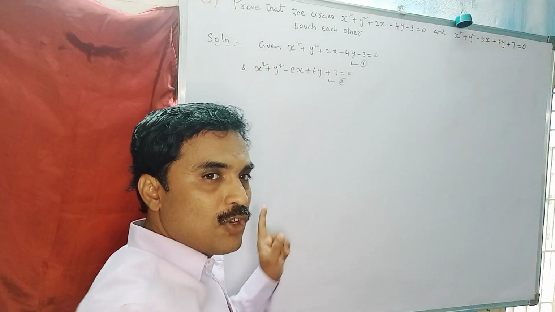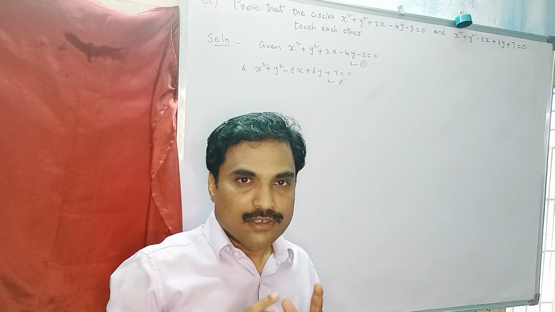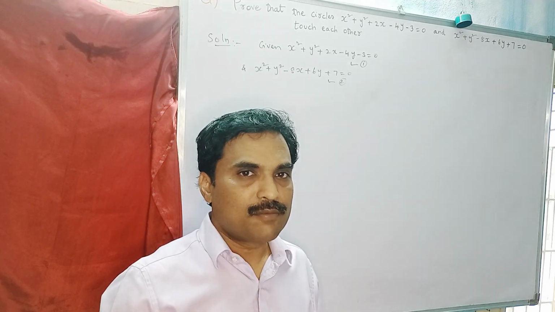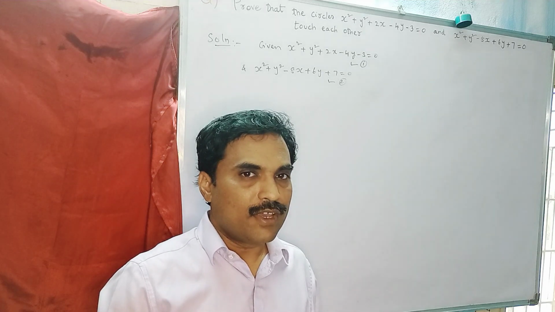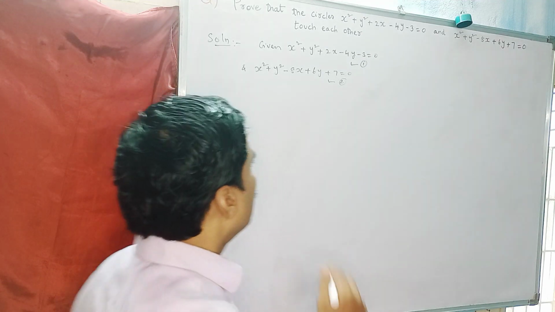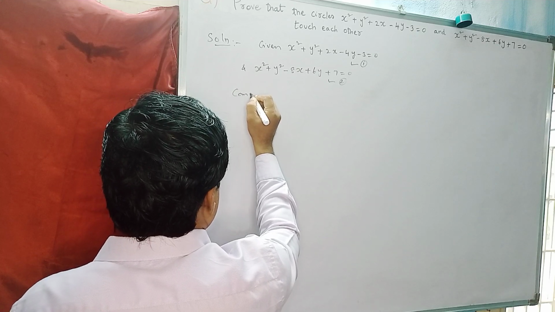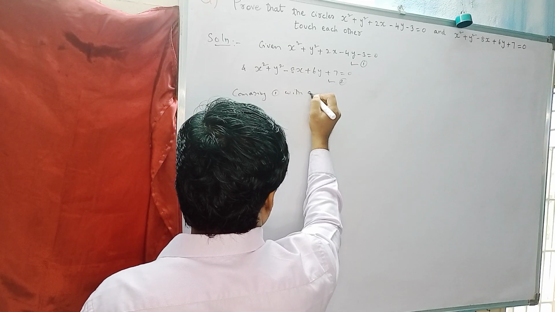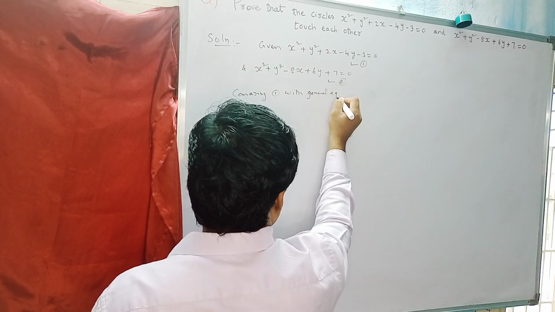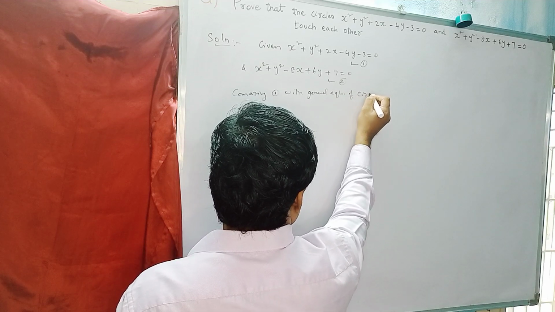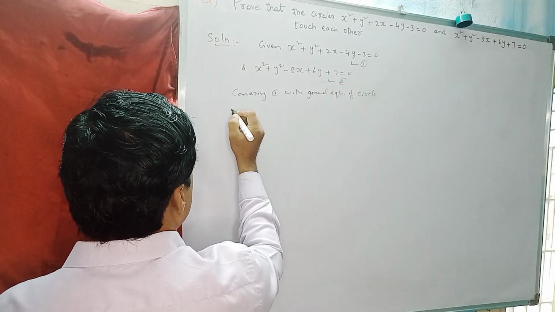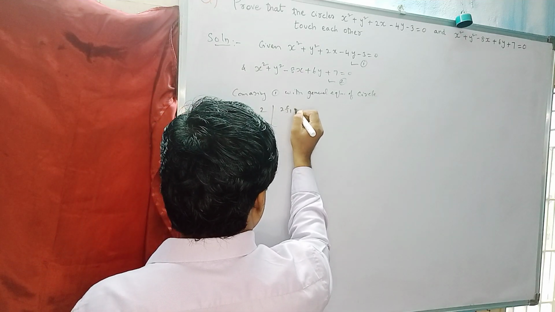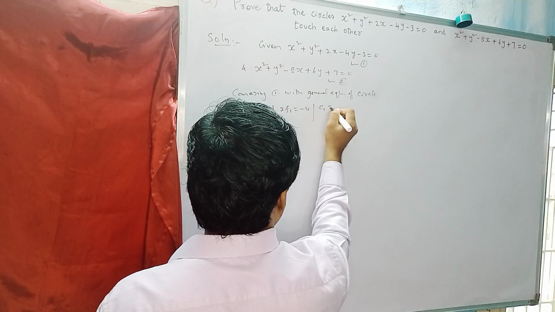Now from the first equation, as I told you before, you have to compare it with the general equation of circle. What is the general equation of circle? x square plus y square plus 2gx plus 2fy plus c equal to 0. So comparing equation 1 with the general equation of circle, you get 2g1 is 2, 2f1 is minus 4 and c1 is minus 3.